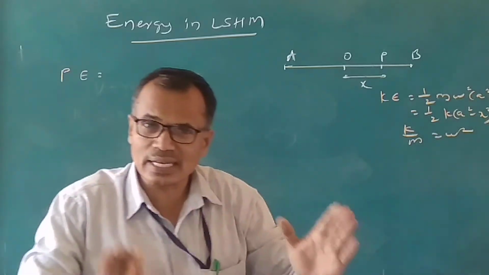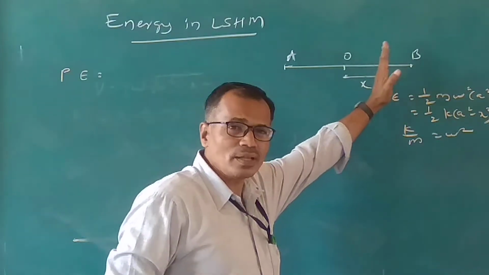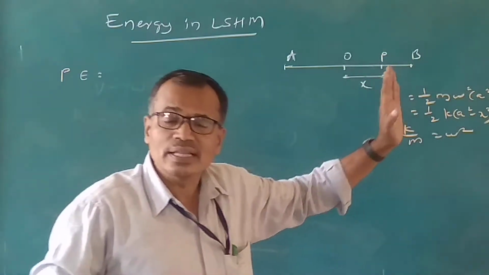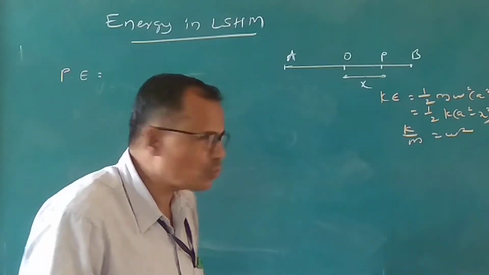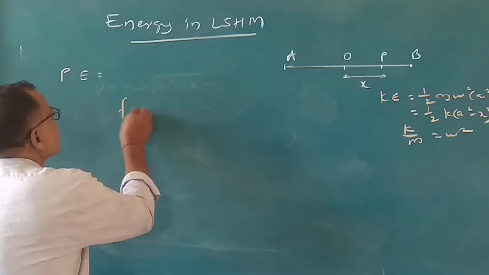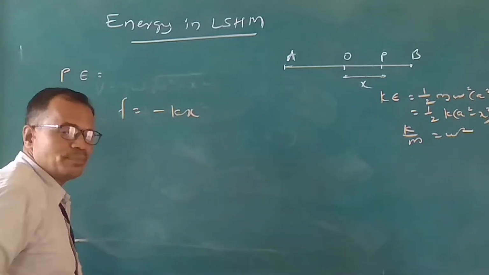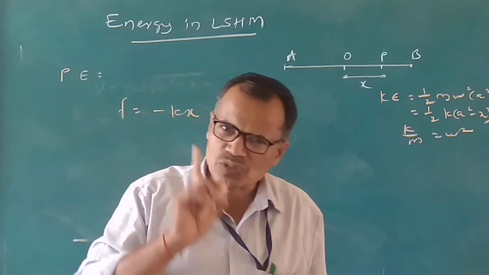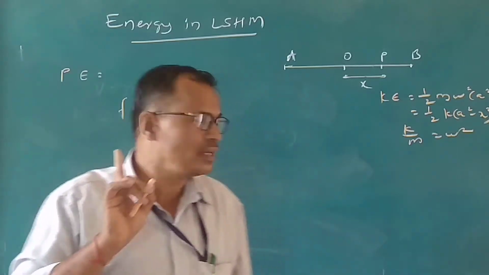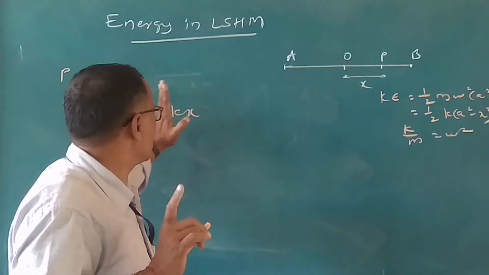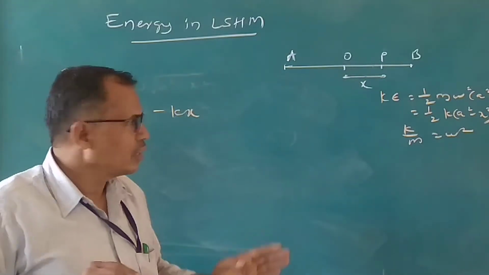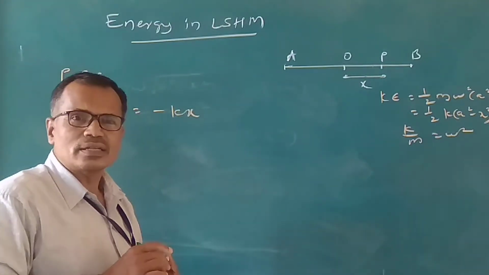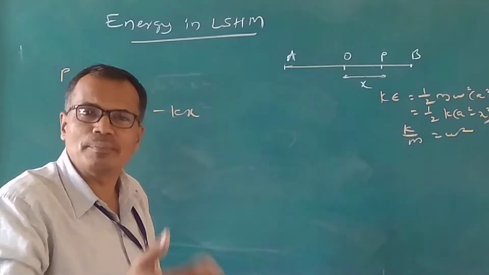When the particle is at a distance x from the mean position, a restraining force acts on the particle, given by F = -kx. F is called the restraining force, k is called the force constant, and x is the distance from the mean position. This force tries to take the particle back to the mean position.